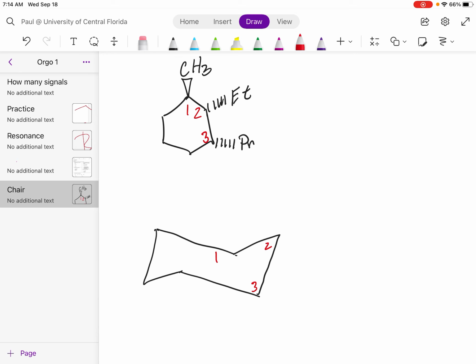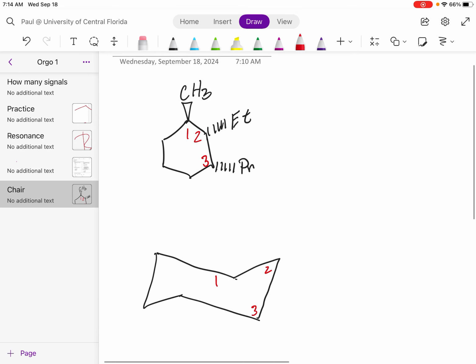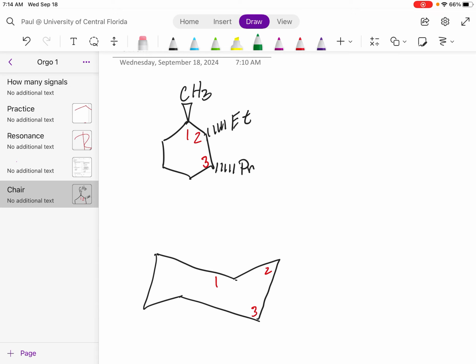Let's make some annotations here so we can keep track of it. Because this methyl group here is wedged, that guy is up. That is down because it's a dashed line, and the propyl is also down. So at carbon 1, we have two bonds that we need to take care of. We have the axial bond and then the equatorial bond.